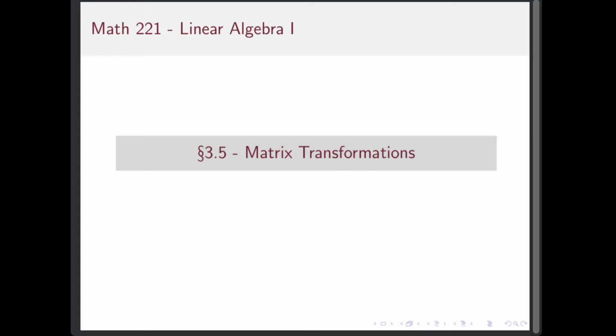Now, the last section of Chapter 3 is about matrix transformations. What we're going to see in this section is that by writing vectors as column matrices, we can realize the job performed by a vector function, which we'll call a transformation, as left multiplication by a matrix of the appropriate size.